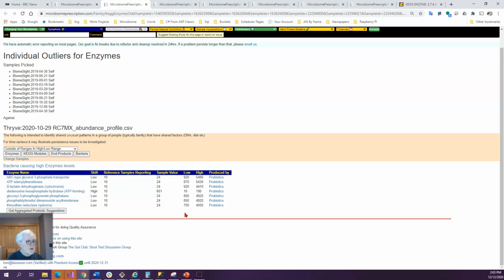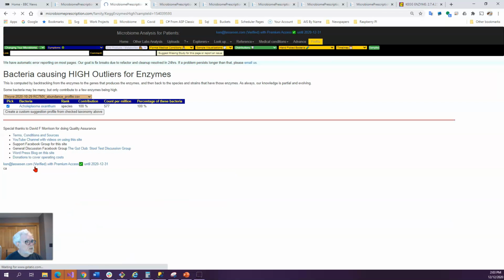What it does do is identify where the enzyme production has shifted away from the prior ones. So again, you can go and see if you want to increase it or decrease it as appropriate. And if you click bacteria causing high levels, nothing. We have one right here.